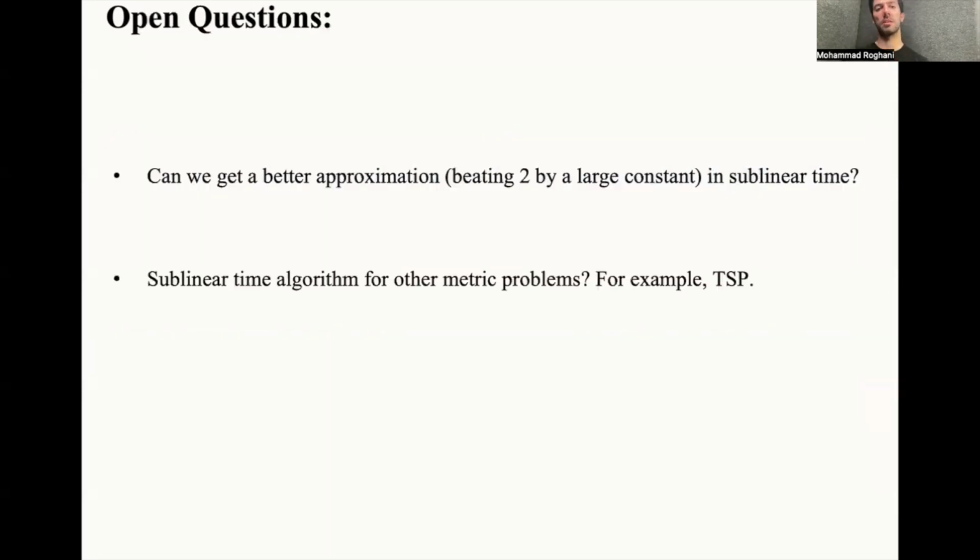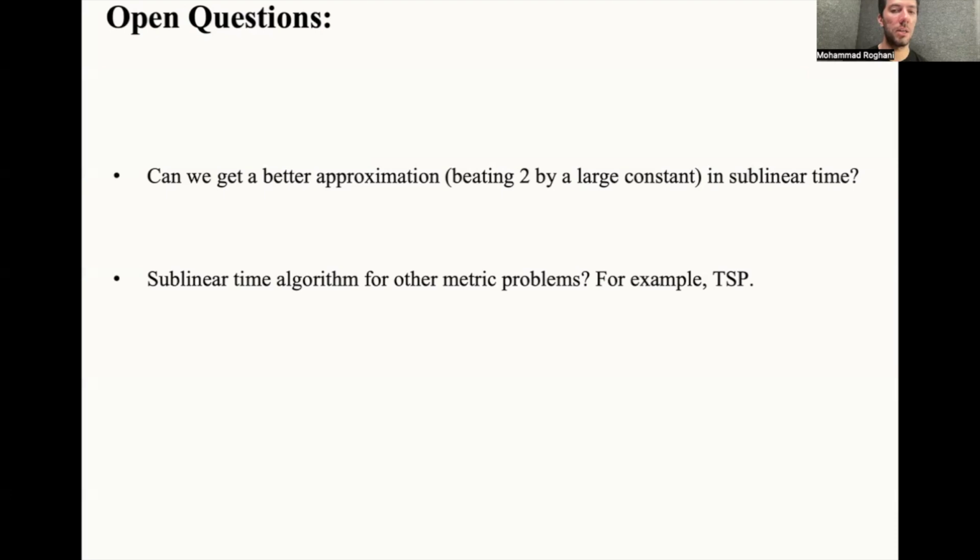And there are some open questions. For example, maybe the interesting one is, can we get a better approximation? By better approximation, I mean beating 2 by a large constant in sublinear time. The current approximation is just slightly better than 2 approximation, for a very small constant. So it's interesting to see if we can beat 2 by a large constant. For example, can we get 1.9 approximation in sublinear time?